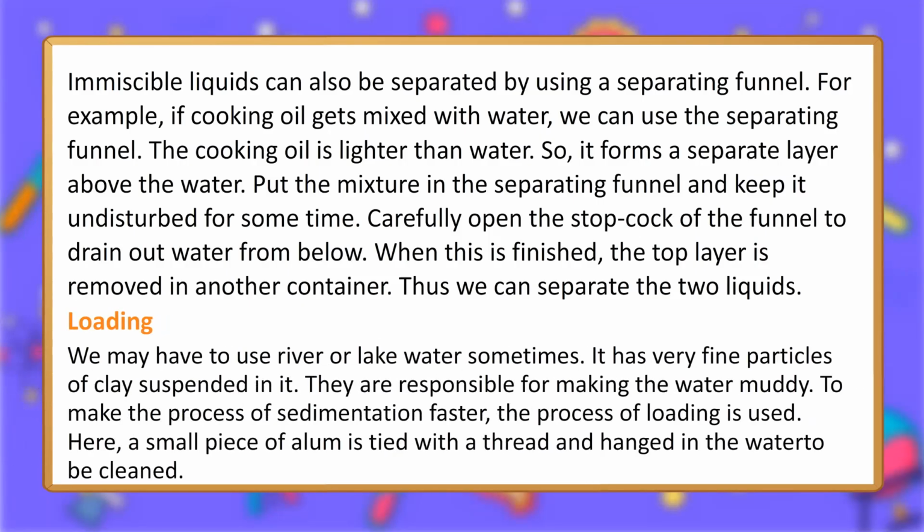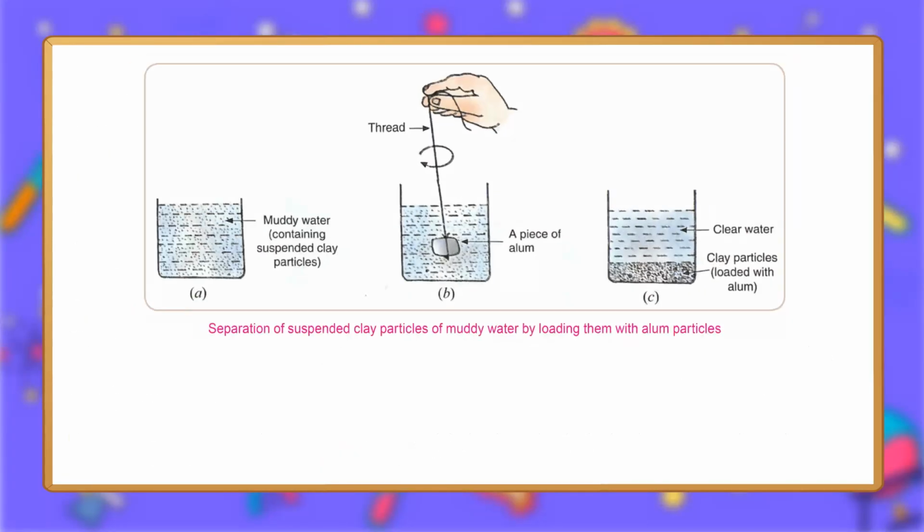Loading. We may have to use river or lake water sometimes. It has very fine particles of clay suspended in it. They are responsible for making the water muddy. To make the process of sedimentation faster, the process of loading is used. Here, a small piece of alum is tied with a thread and hung in the water to be cleaned.